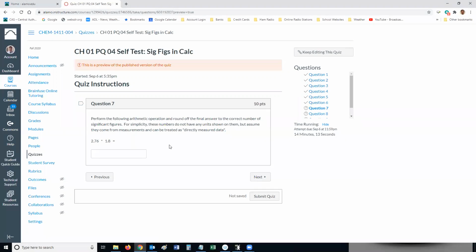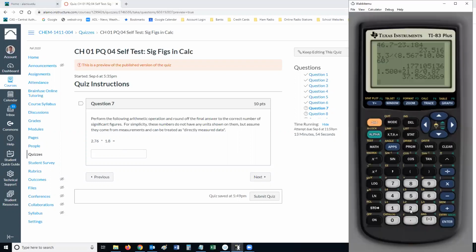Okay, question 7. Very simple one here, only 2 numbers and they're multiplied together. One has 3 significant figures, one has 2 significant figures. So the answer will have only 2 significant figures. We just need to multiply 2.76 by 1.8, and then we round the final answer to 2 figures. So 4.968 rounded to 2 figures.